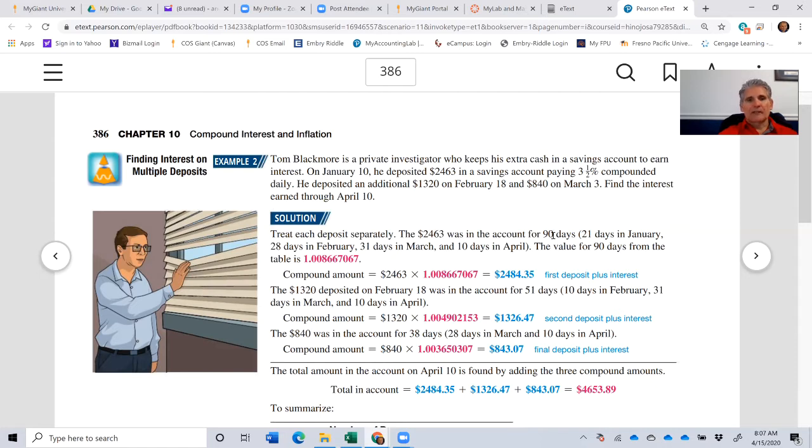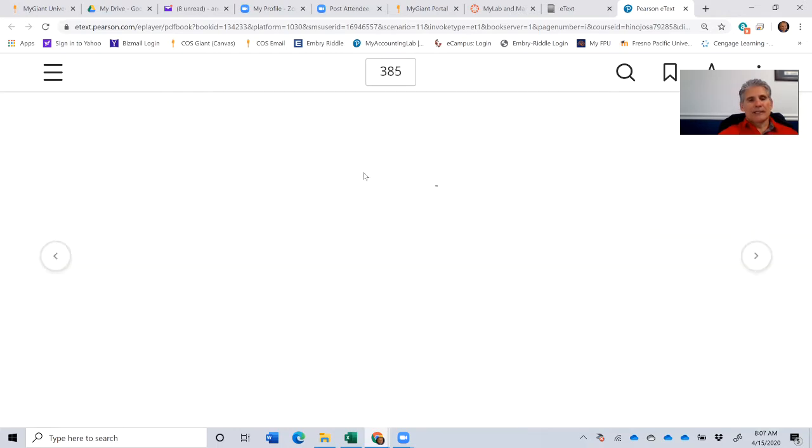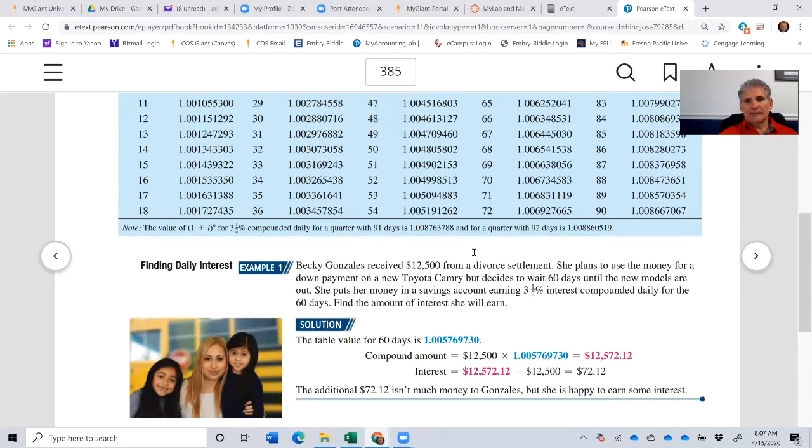It was 90 days. So we're going to look at the table for 90 days on 3.5%. Let's find the factor for 90 days.